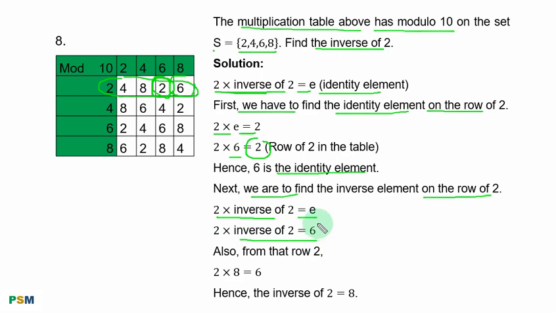The result is already 6. You have 2 in the row. So which number will 2 multiply for you to have the result of 6? That number is 8. 2 times 8 is equal to 6. That means the inverse of 2 is 8. Also, from that row 2, 2 times 8 is equal to 6. Hence, the inverse of 2 is equal to 8.